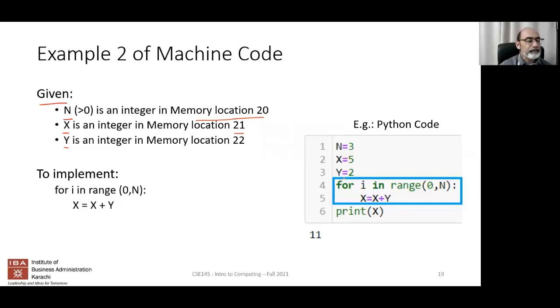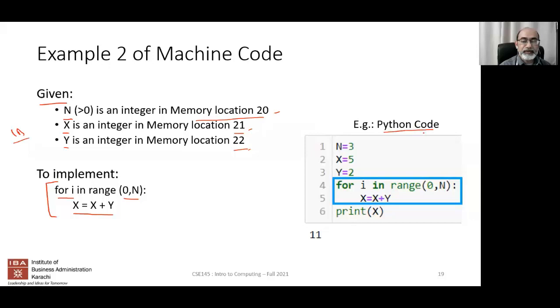And thirdly, Y is an integer in memory location 22. Okay, so when I'm saying these are contiguous memory locations, clearly these are 1 byte integers. Okay, and our simple objective is to be able to implement the following iterative loop. So what we want to do is for i in range 0, n, and this is sort of a Python statement, we want to calculate x is equal to x plus y, okay? Fairly straightforward. And if you look at the Python code, it might look something like this.